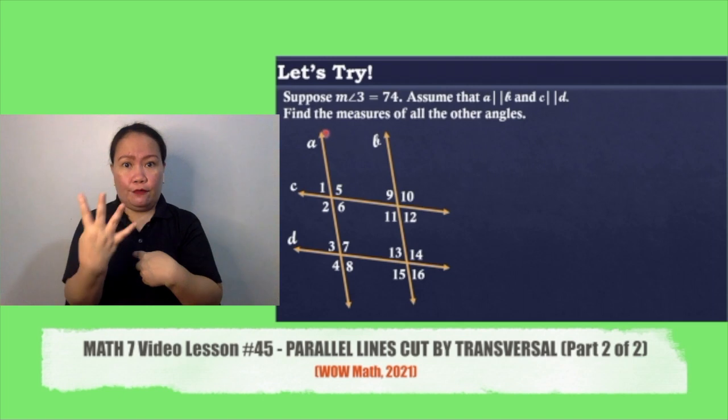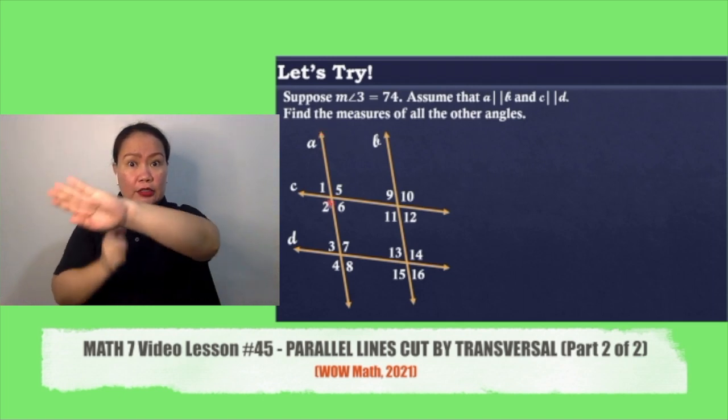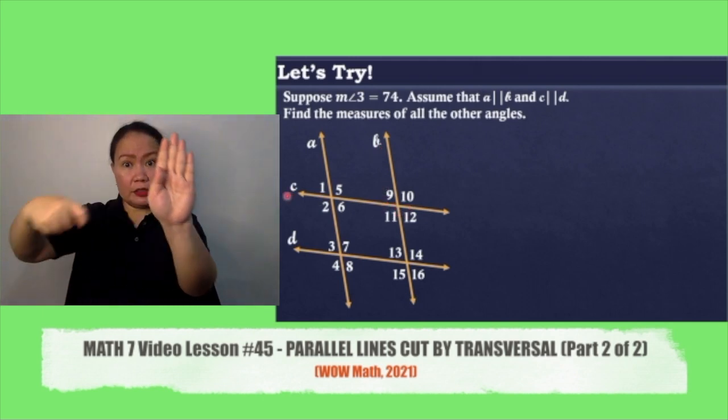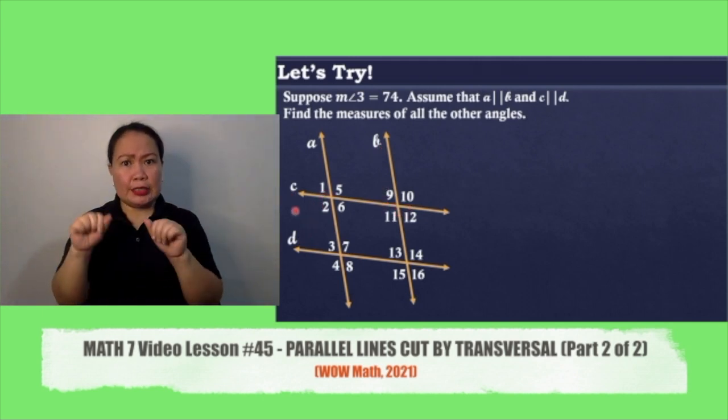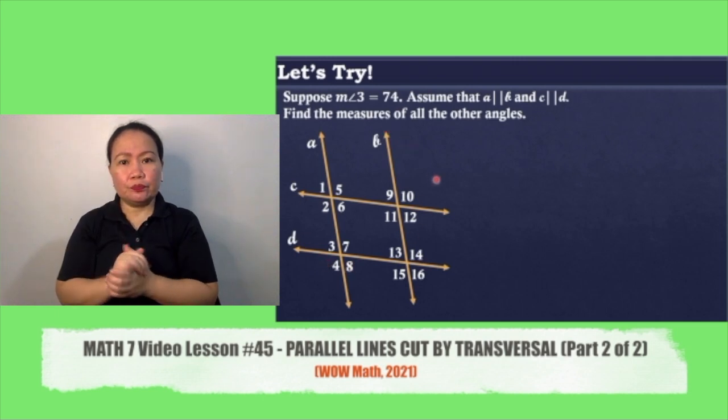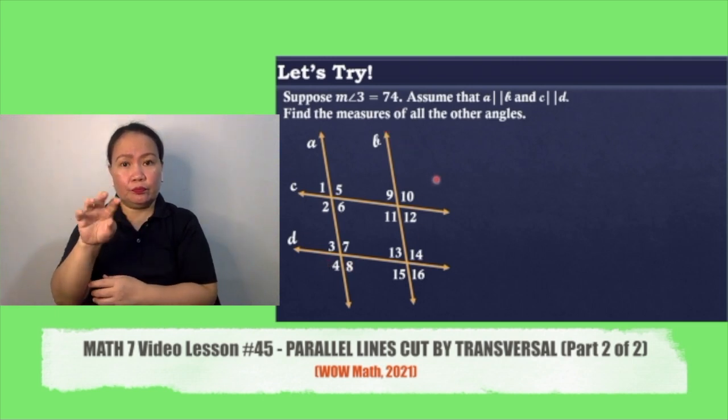So si line A, pwede mong gamitin as transversal kasi may 2 points siya na in-intersect. Ganon din si line B, ganon din si line C, at si line D. So meron tayo ditong 4 transversal. Okay? So alin man dyan, pwede maging transversal.